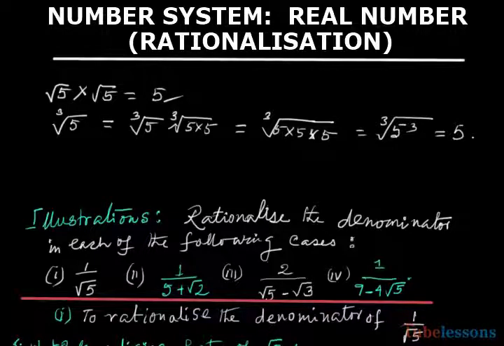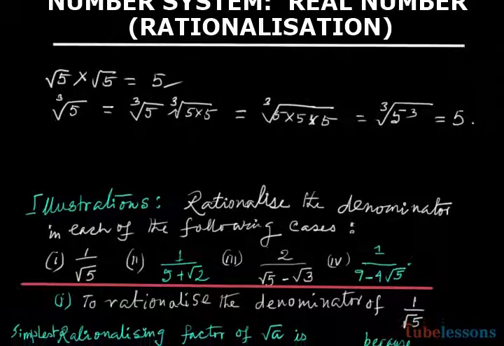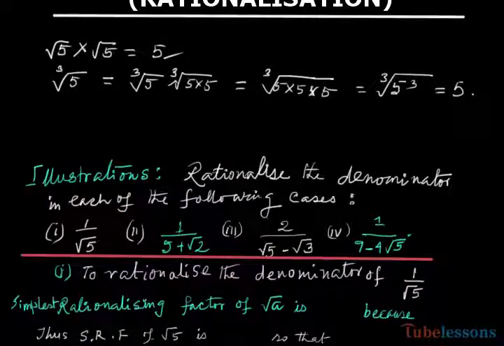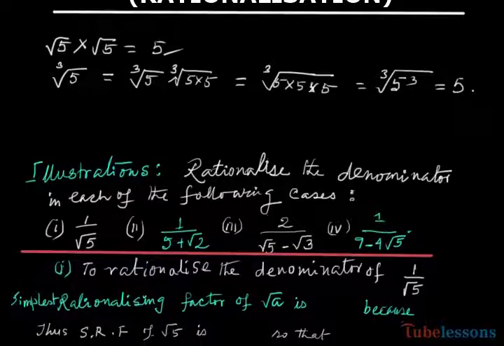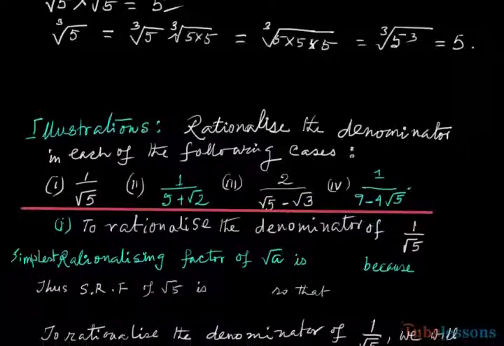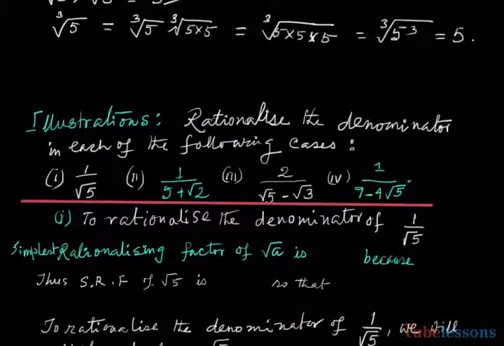Here you see the first one, the rationalization. Rationalize the denominator in each of the following cases. Number 1, 1 by root 5, and then 1 by 5 plus root 2, then another one 2 by root 5 minus root 3, and the last one 1 by 9 minus 4 root 5.